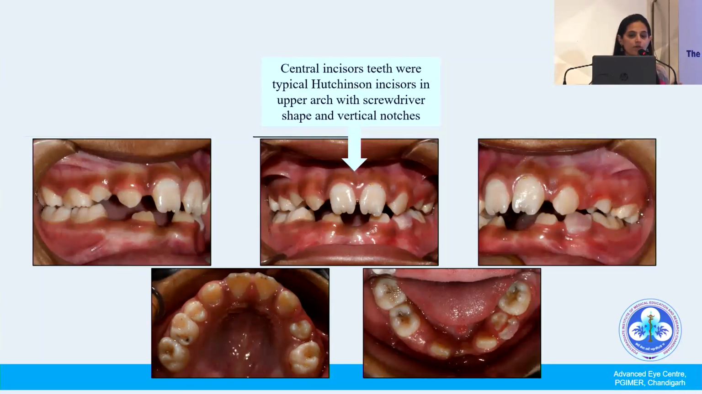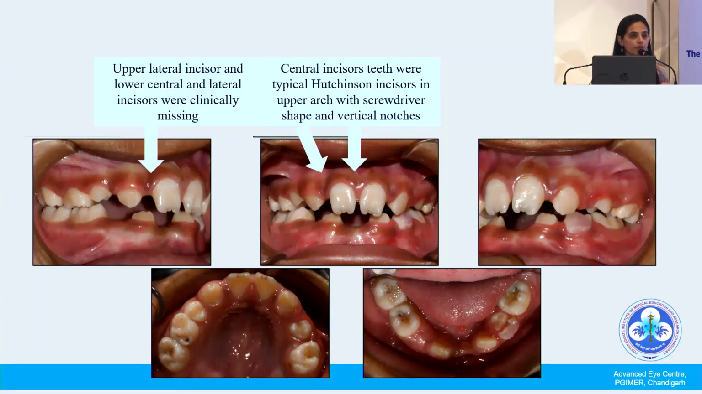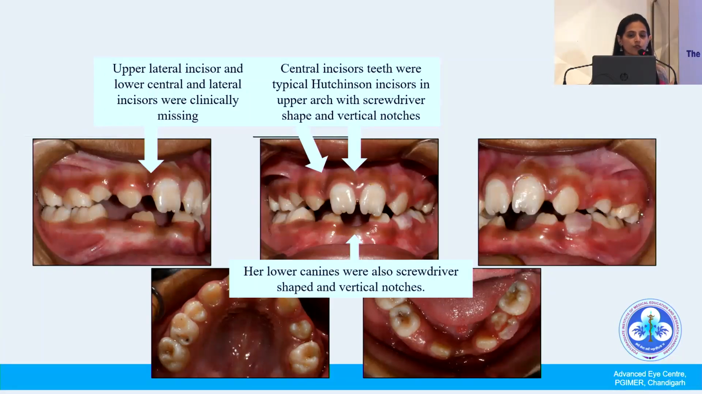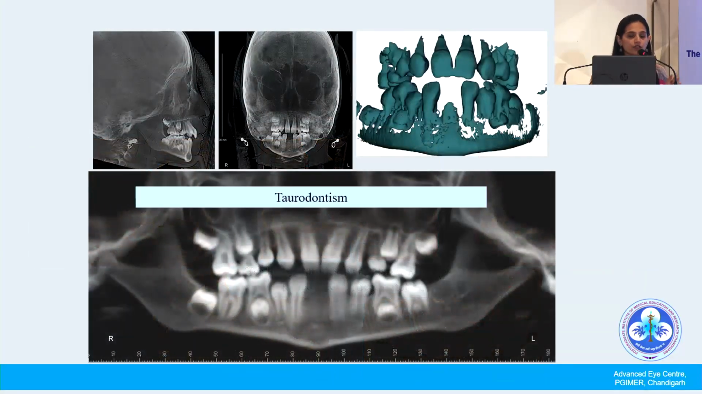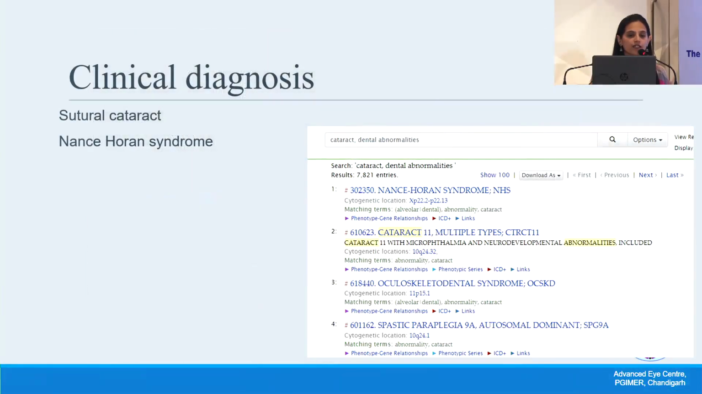If you see them, you remember them. They are screwdriver shaped and they have notches in between. You see a lot of incisors missing, and you see the lower canines are also screwdriver shaped with notches. So the radiographs also suggested taurodontism, that is the root is very small and the tooth is long. And once you combine this together, sutural cataract with dental abnormalities, you have one syndrome, that is Nance-Horan syndrome.